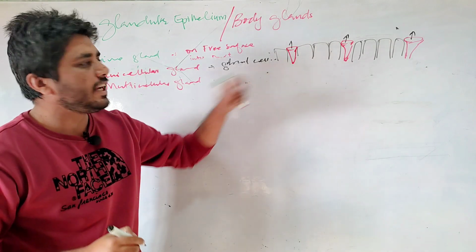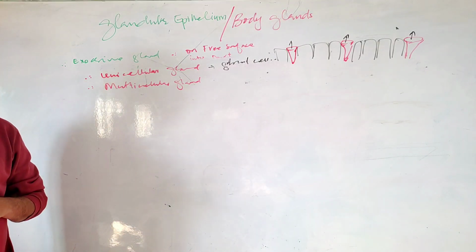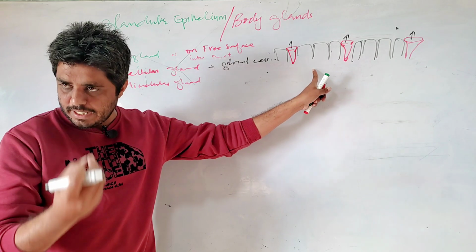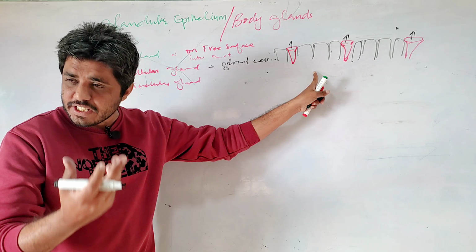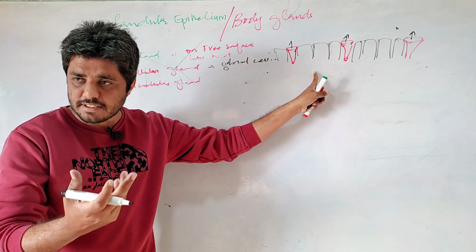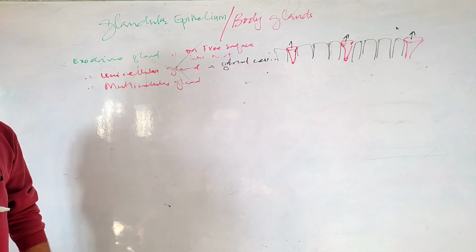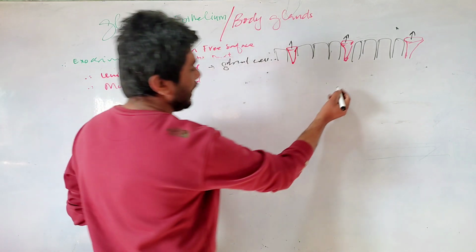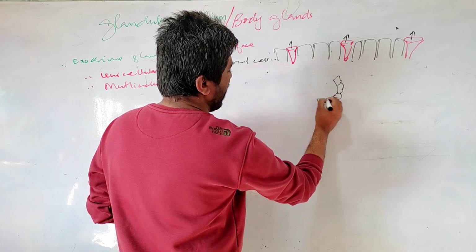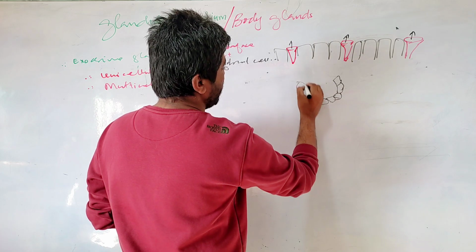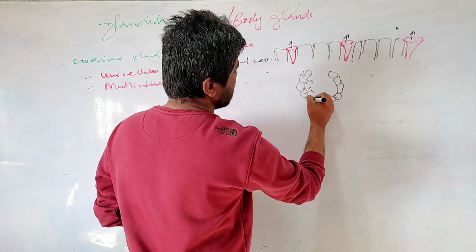So this goblet cell is a unicellular gland. It is present in the epithelium of the small intestine and large intestine, and in the epithelium of the respiratory system, the upper respiratory tract. That's clear. Number two, multicellular glands. They have a lobe, an alveolar adenomere, a secretory portion, with many cells together producing secretions.